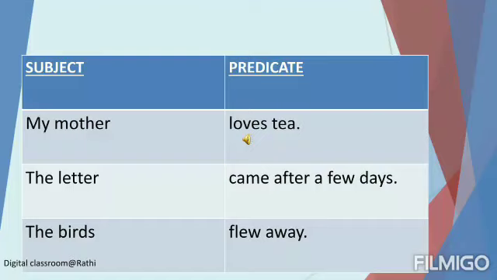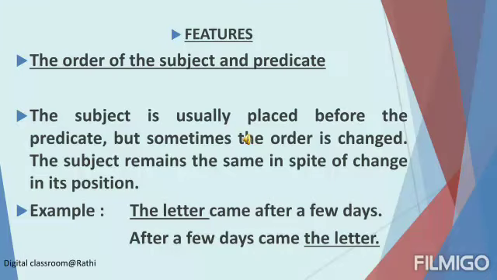Now look at this table. Subject and predicate mentioned separately. My mother, subject, loves tea, predicate. My mother loves tea. The letter, subject, came after a few days, predicate. The letter came after a few days. The birds, subject, flew away, predicate. The birds flew away.